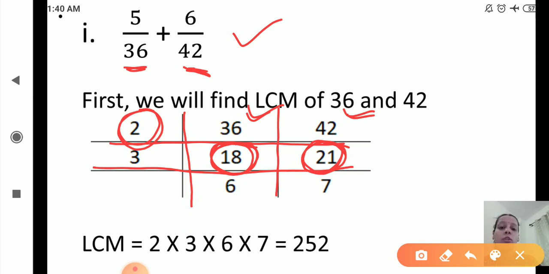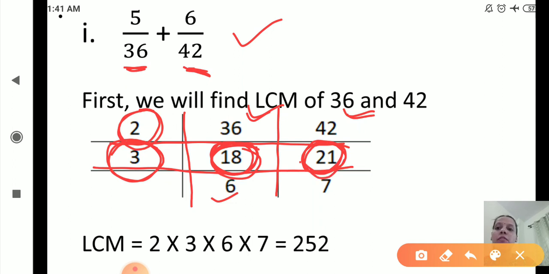18 and 21 both the numbers are divisible by which number? Right, 3. So in the next step below 2 you will write down 3 here, because 18 and 21 both the numbers are divisible by 3. Okay, so 18 divided by 3, answer is 6. So below 18 you will write down 6.